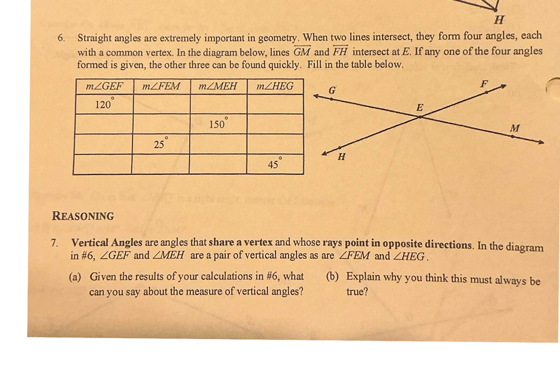Okay, all right, let's look at number 5. It says that EHG is a right angle. So EHG, that means this whole thing is 90 degrees.